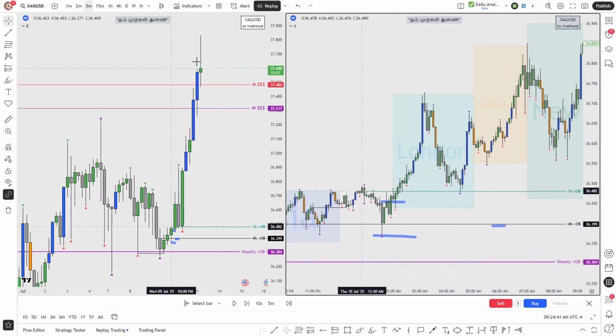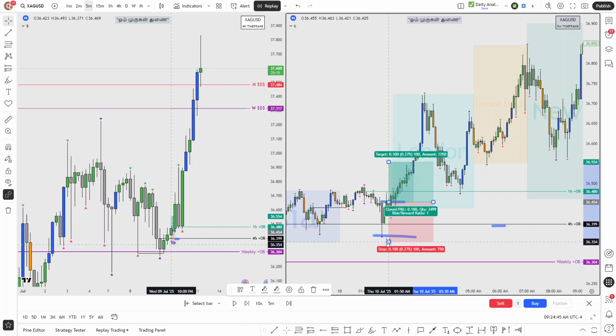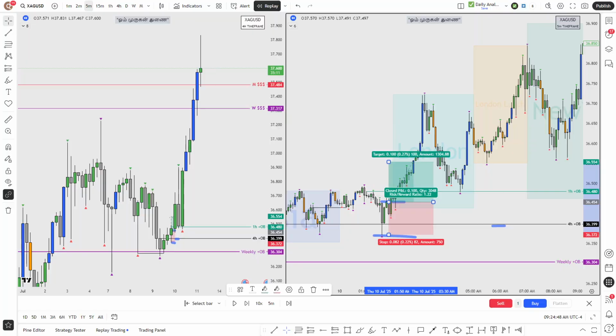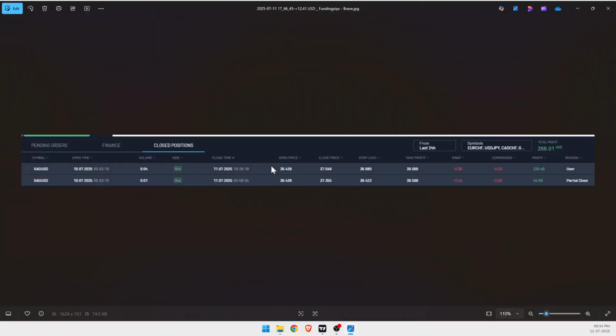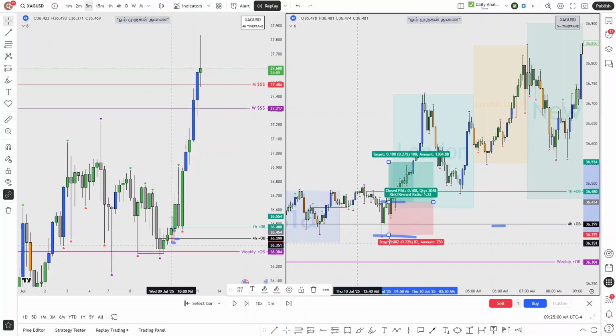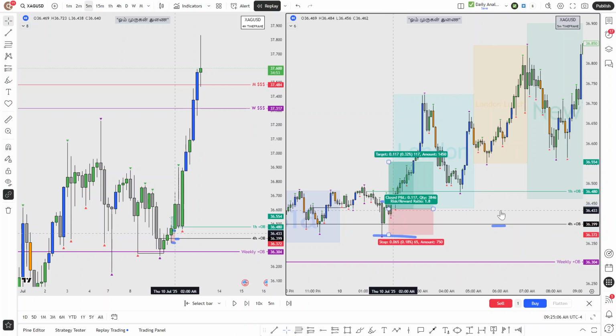So I placed an entry here, and you can see it in that screenshot itself. See the open price 36.438. I just took a partial when it was reaching our target, but see the open price here, 36.438. It was around 45. I just took it somewhere here, 36.438. Yeah, exactly at this point.